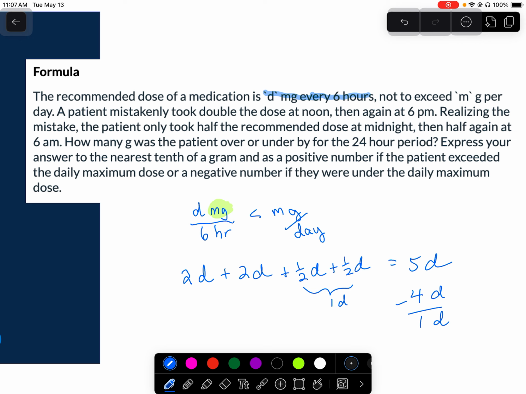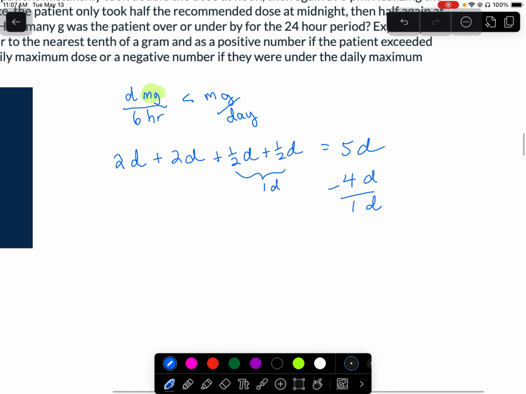Okay. So it says, how many grams? So always go back to that main question there. How many grams was the patient over or under by the 24-hour period? So they were 1 D dose of milligrams over. But that's not what the question asked. The question asked, how many grams are they over?